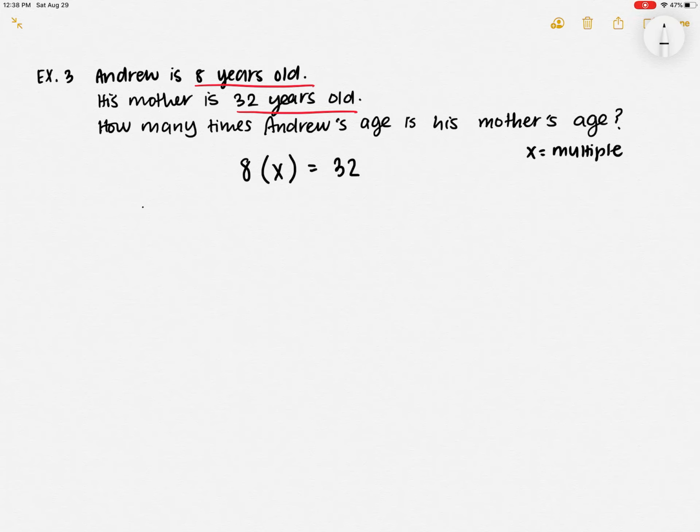This is an algebraic equation, so all you need to do is solve for x to find out the multiple of his mother's age compared to Andrew. And to solve for x, you just divide both sides by 8, which cancels out the 8 in the left side. And this gives you x equals 4. So therefore the answer is 4 times Andrew's age.